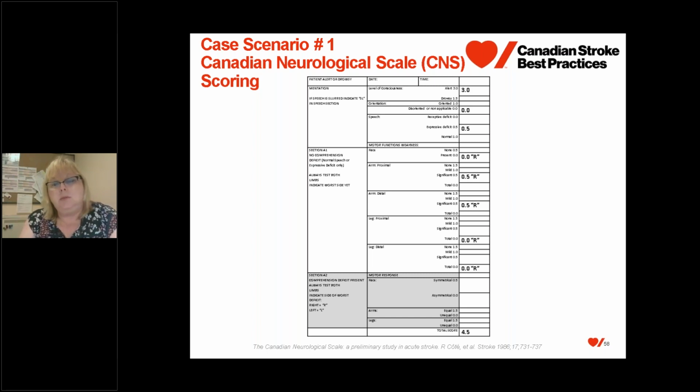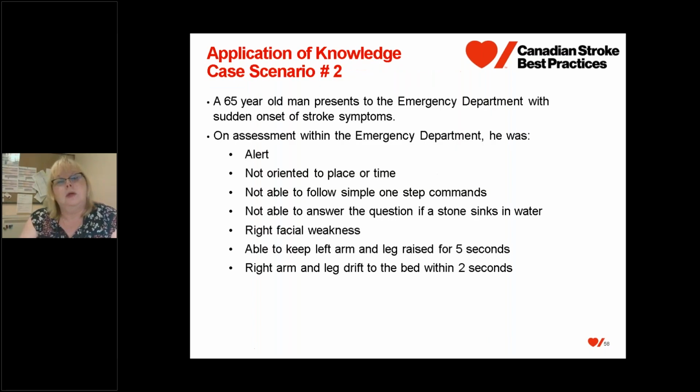The right proximal and distal leg, there was no spontaneous movement, so received a score of 0 total for the proximal leg, 0 total for the distal leg, so a total Canadian Neurological Scale score of 4.5. We'll move on to our next case scenario.